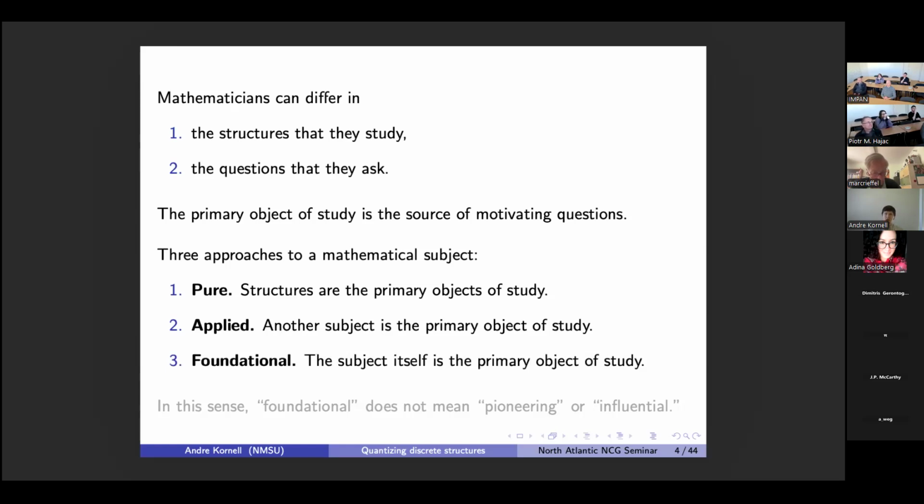And then the third approach is where the subject itself becomes the primary object of study. In a sense, one stops trying to increase what is known about the structures that make up the subject, but rather understands how those structures come about and what the conceptual framework underlying the subject looks like. Here I want to emphasize that I don't mean foundational in a praising sense. I don't mean pioneering or influential. I mean in contrast to these two other approaches, pure and applied.